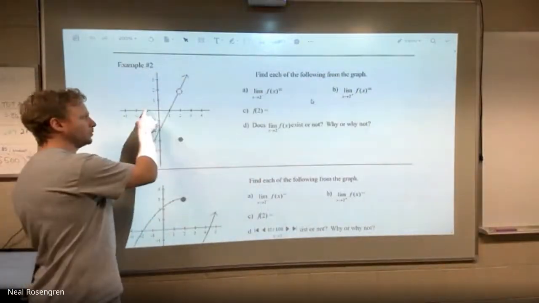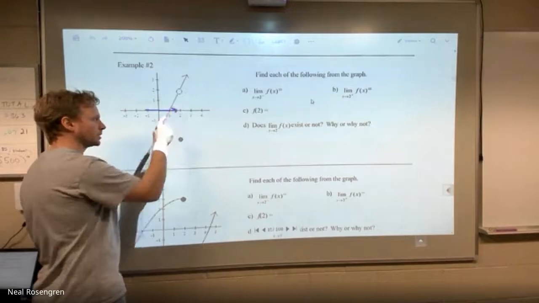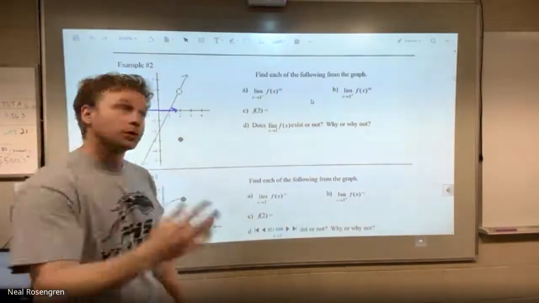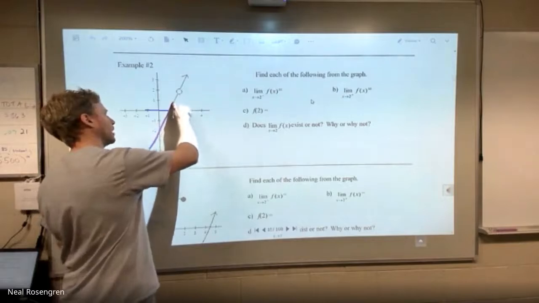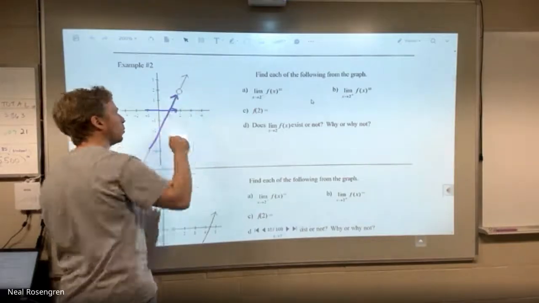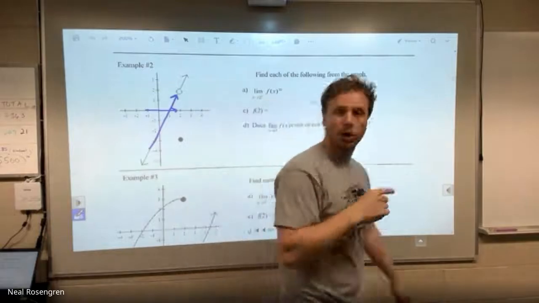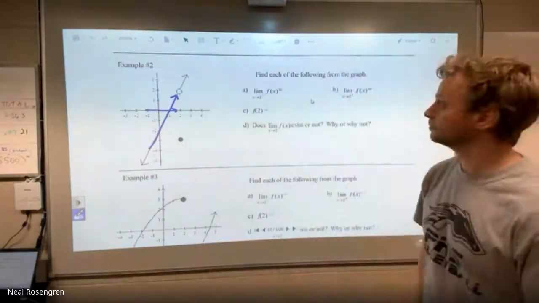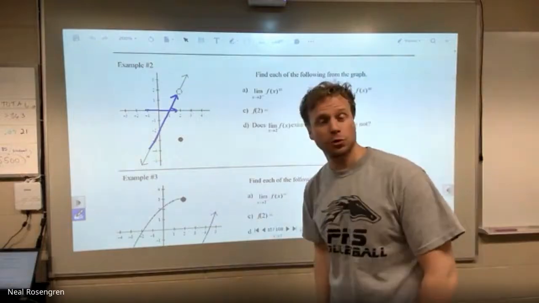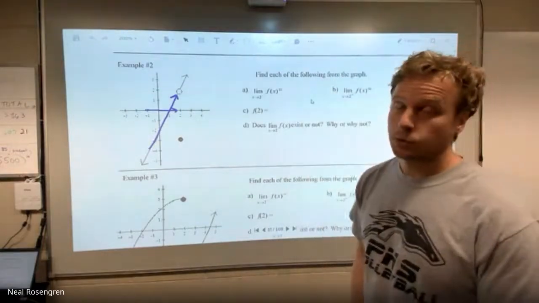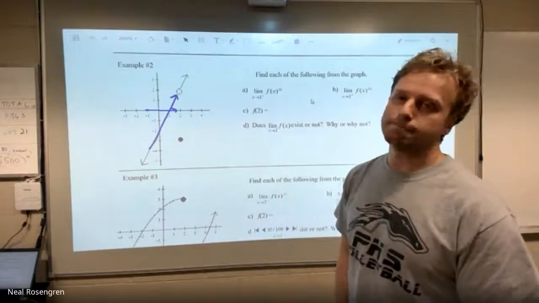So I want to do this, right? I want to kind of head towards this x value. But I want to do it while following along the function. And I just want to think about what y value we're getting close to as we do that. So what do you think? What is that y value that the function is approaching as we go towards x equals 2 from the left?